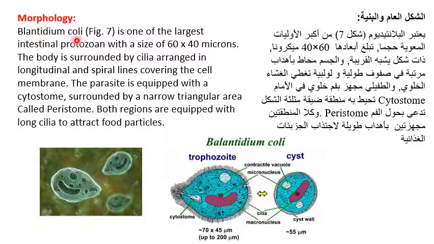Morphology: Balantidium coli, as in this figure 7, is one of the largest intestinal protozoa with a size of 40 to 60 microns. The body is surrounded by cilia arranged in longitudinal and spiral lines covering the cell membrane. The parasite is equipped with a cytostome surrounded by a narrow triangular area called the peristome. Both regions are equipped with long ciliary tracts to attract food particles.